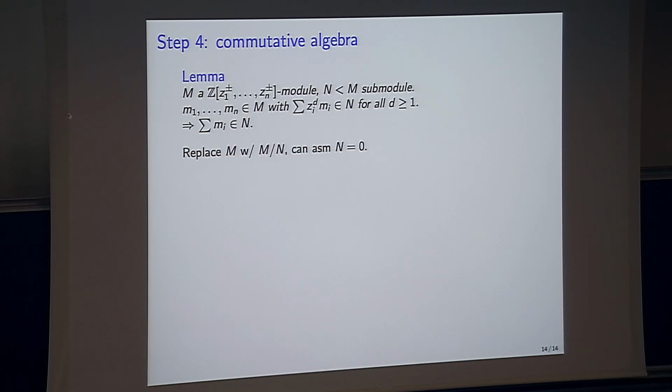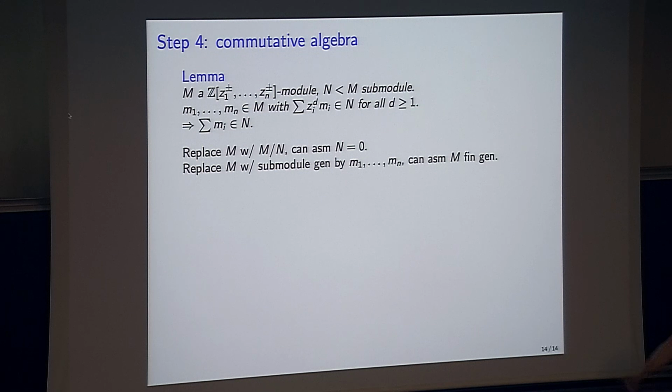OK, well, the first thing is you might as well assume that n is 0, because you just replace the module by m mod n, right? Why not? I can also assume that m is finitely generated, because I just replace it by the submodule generated by the little m sub i's, right? So I have a finitely generated module.